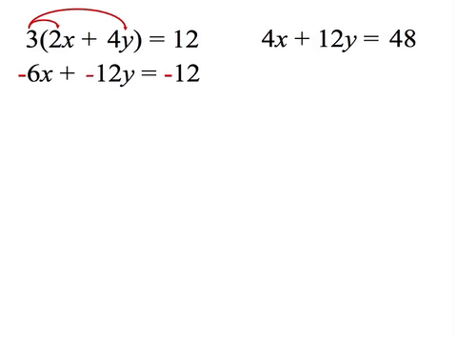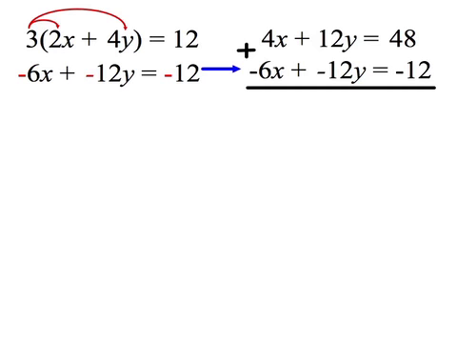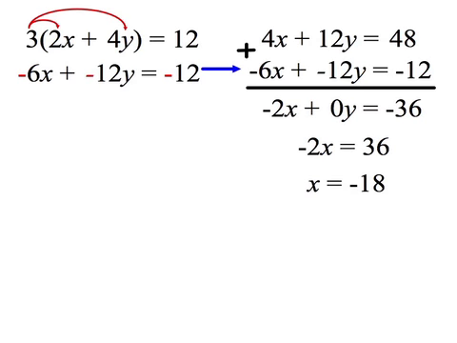So we're going to run that negative through the one on the left and then rewrite it underneath the one on the right. Put the line under it, a plus sign to remind us that we're adding these two equations, and we get negative 2x plus 0y is 36, or just negative 2x is 36. Divide both sides by negative 2, and we now know that x is negative 18.